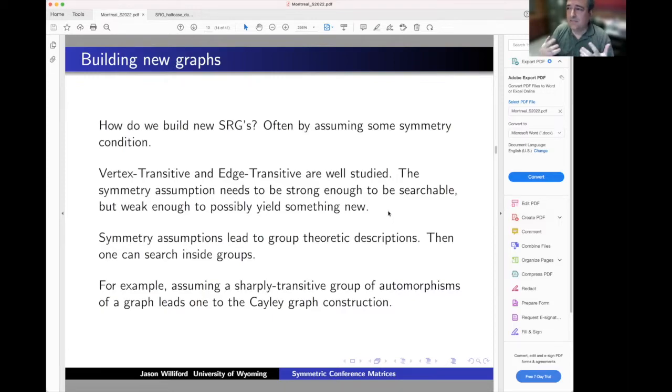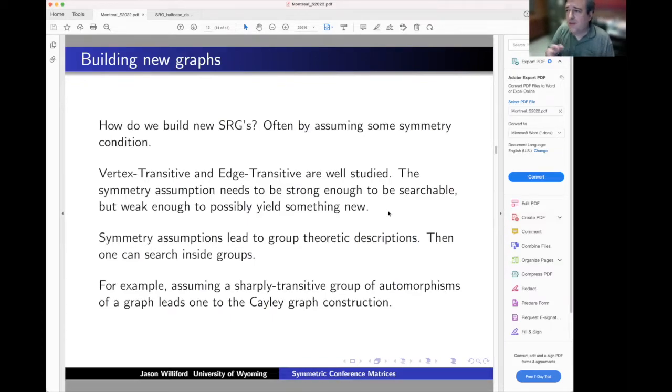And like one quote I liked, Tim Penttila likes to say that groups are the suitcases we carry our constructions around in. And so if you can make a group assumption, it can make your life a lot easier. Now, if you make too big of an assumption, like the graph is vertex and edge transitive, then you end up with classifications of rank 3 groups and things like that. So you need your symmetry assumption to be strong enough so you can do something exhaustive. And that's really what I wanted to do. I wanted to hedge my bets a little and do something exhaustive.